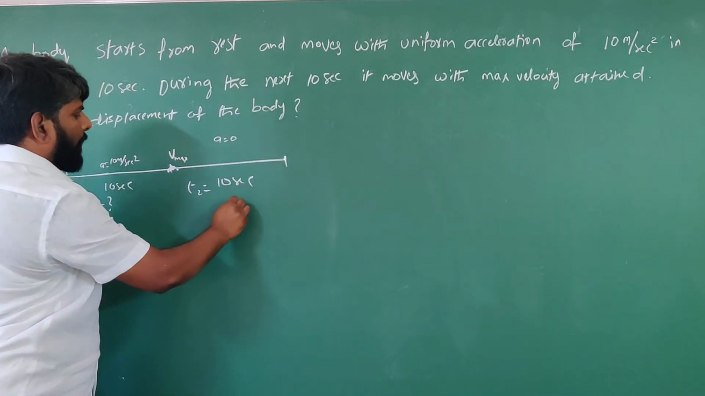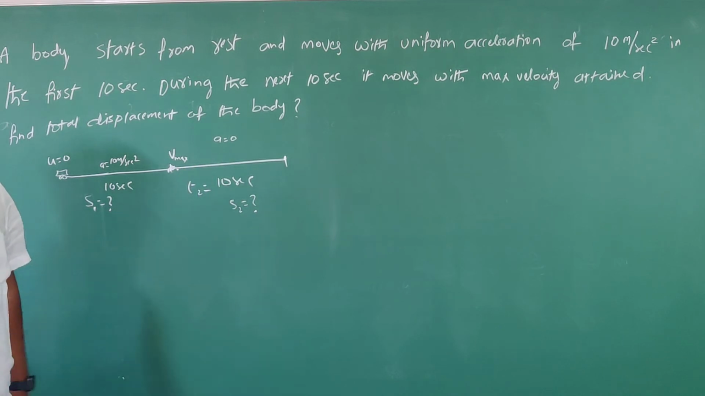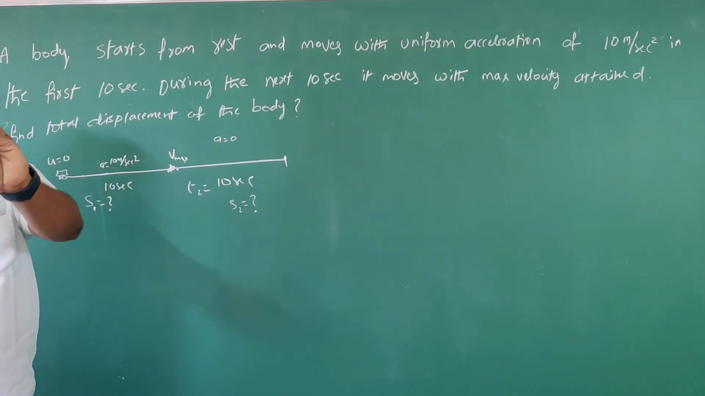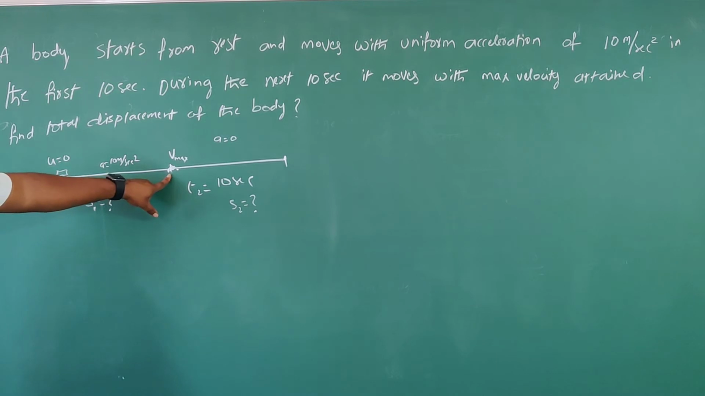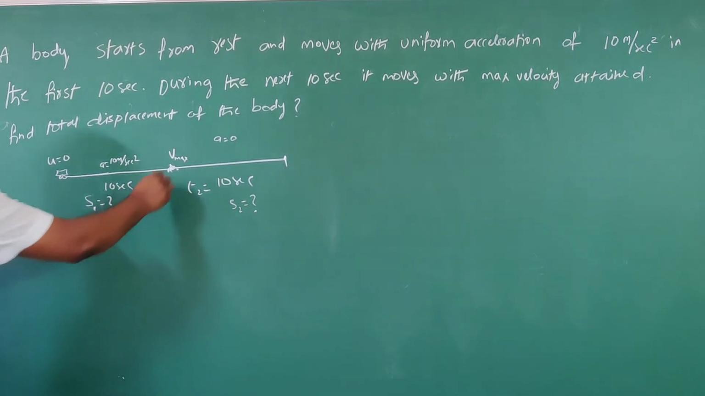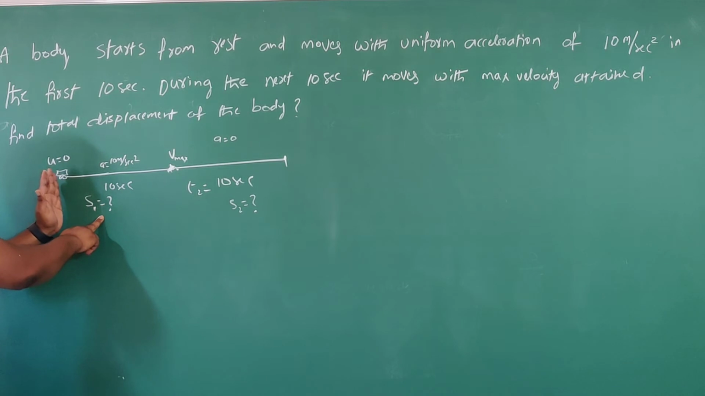So here the distance covered is going to be considered as S2. We don't know. So without confusion, please understand. Initially the body starts moving from rest, so initial velocity is 0. Up to 10 seconds, it moved with an acceleration of 10 meter per second square. Up to 10 seconds, it covered a displacement S1.